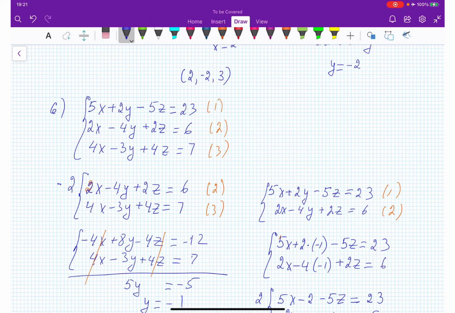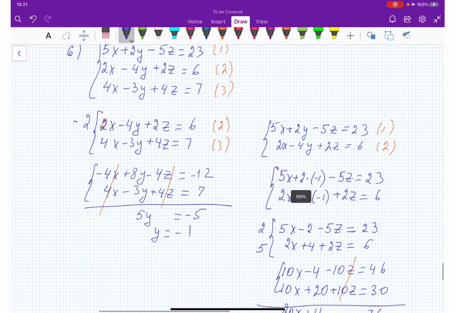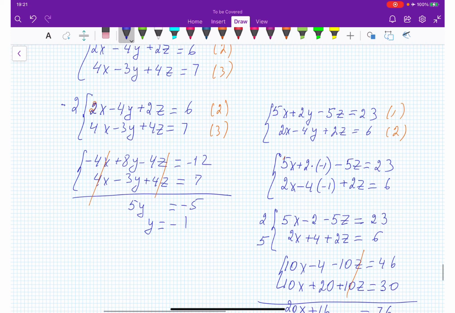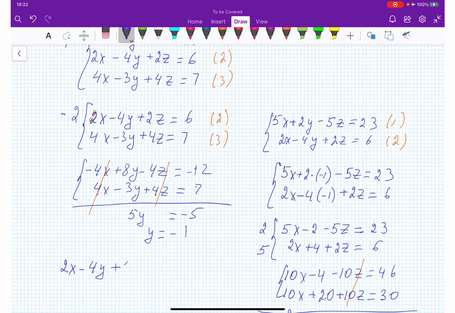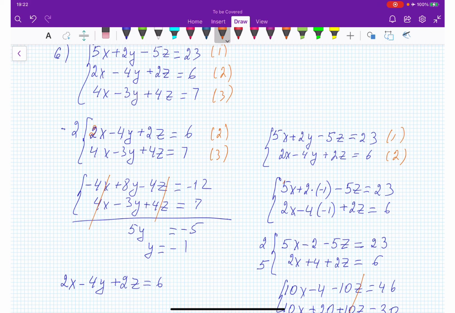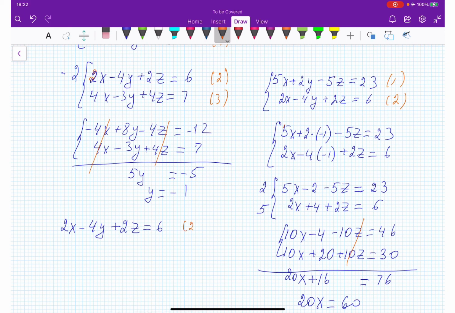Equation number 2, I think it has less coefficient, 2z. Let's do that one. 2x minus 4y plus 2z equals 6. This is equation 2. Now, since we are not going to combine with anything, here I can divide by 2 everything, which is going to be x minus 2y plus z is equal 3.